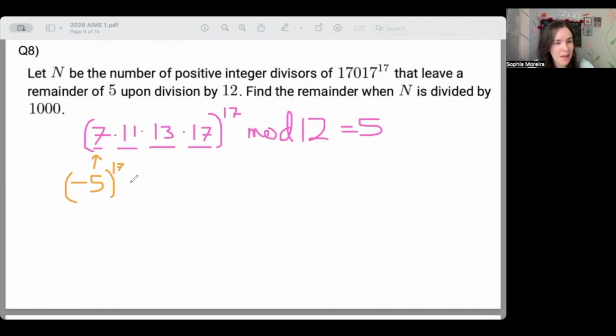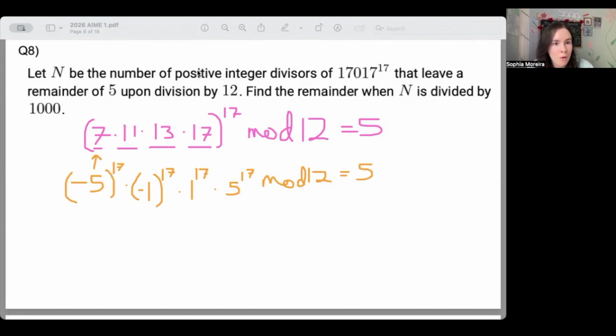For the 11, 11 is 1 less than 12, so that is simply negative 1 to the power of 17. For the 13, 13 minus 12 is 1, so that is 1 to the power of 17. And then finally for the 17, 17 minus 12 is 5, so we have 5 to the power of 17. And then we have all of that stuff mod 12, and we want this product to equal 5.